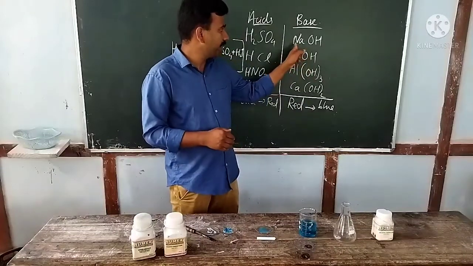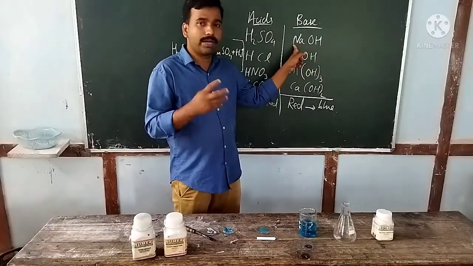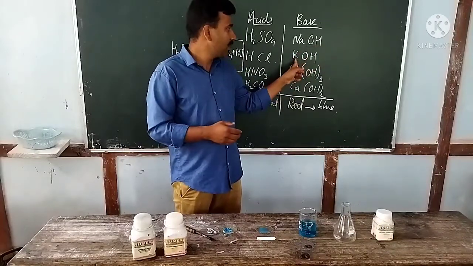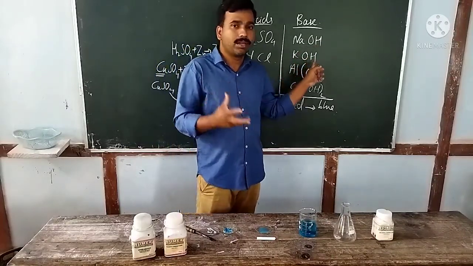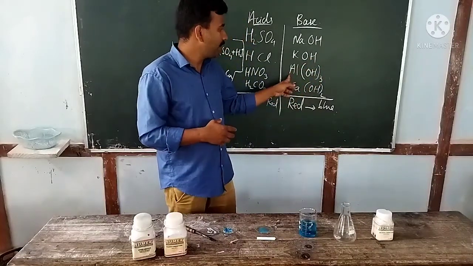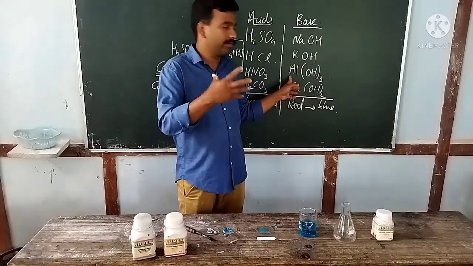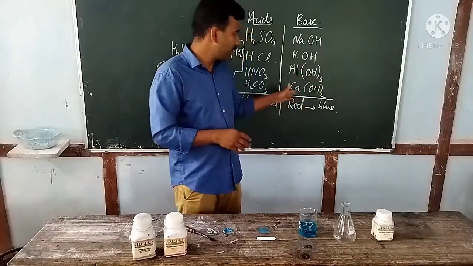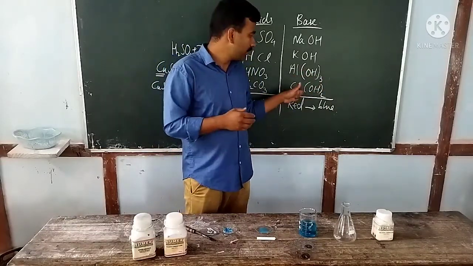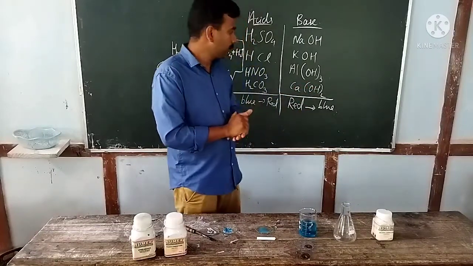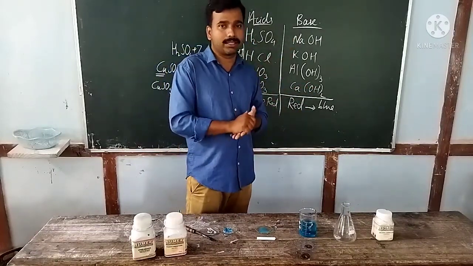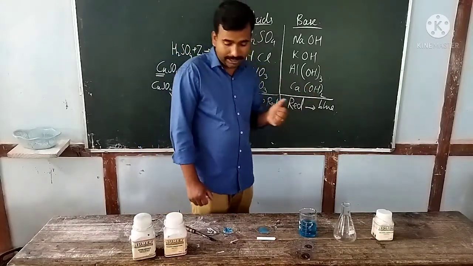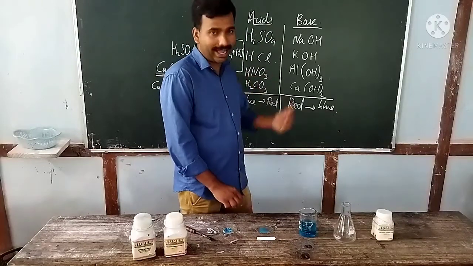So metal hydroxides: here you can see when you dissolve sodium oxide in water you will get sodium hydroxide. Similarly, potassium oxide, when you dissolve it, you will get potassium hydroxide. Aluminium oxide in water gives aluminium hydroxide. Calcium oxide in water gives calcium hydroxide. So metal hydroxides are basic in nature. So how do we test whether a given substance is a base or an acid?